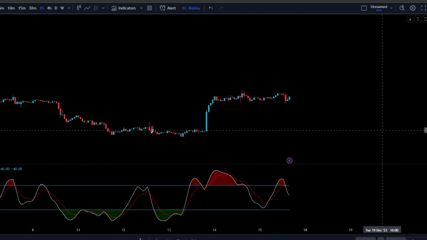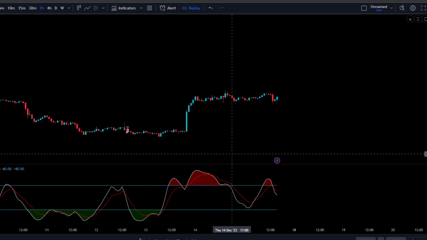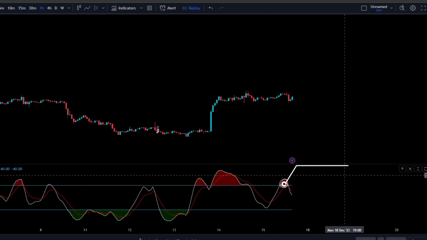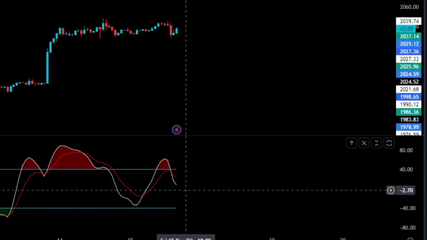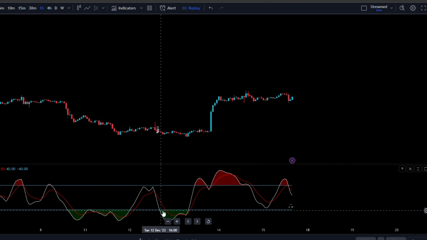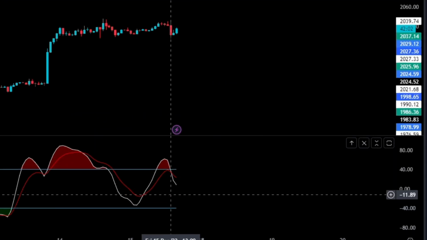So essentially, this indicator provides insights into oversold and overbought conditions. But in this strategy, we're going to be using this to find our entry signals, and we do this by identifying when price is oversold and overbought. So when price crosses above this top blue line, which is the 40 level, price is now overbought. And when it crosses below the bottom blue line, which is the minus 40 level, then price is oversold.